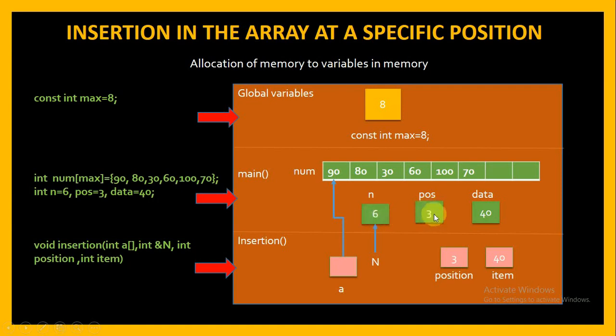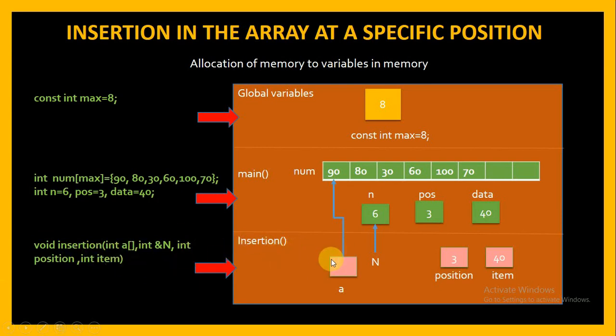Then position is the position where I want to insert the new element, and data is the new element, the value of the new element which I want to insert in this array. So if you now see the insertion function, we will see how the formal parameters are declared in it.